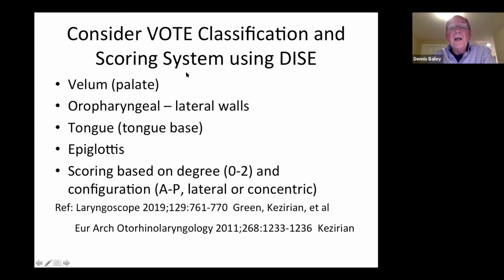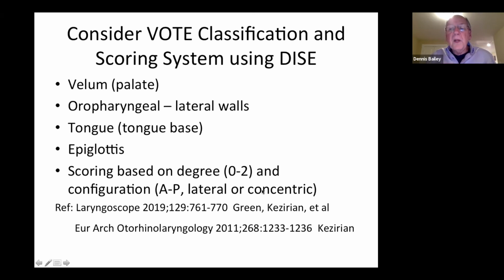First of all, the VOTE classification is using DICE. Now, we're not going to be equipped. We're not going to go out and get a nasal endoscope and start sedating people. And we're not going to send our patients for sedation to determine if they're oral appliance candidates, although it is done in some places. But the VOTE system looks at the velum or the palate, soft palate, oropharyngeal lateral walls. T is for tongue, the tongue base, and E is for epiglottis, which they can look at with endoscopy. And he has a scoring system based on the degree of closure from 0 to 2 and a configuration, which is either AP, lateral, or concentric.